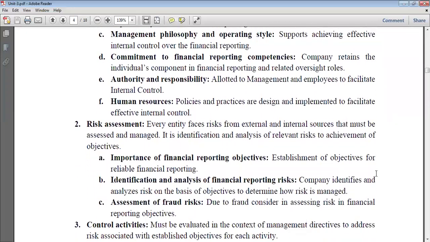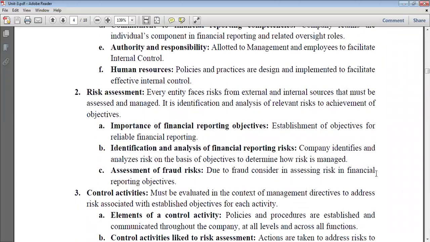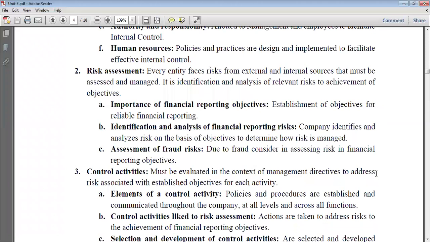The second one is risk assessment. Every entity faces risk from external and internal sources, which must be assessed and managed. It is the identification and analysis of relevant risks to the achievement of objectives. So whatever risk arises, you should identify and assess it. How are you assessing it? Through the importance of financial reporting objectives, identification and analysis of financial reporting risk, and assessment of fraud risk. The fraud risk relates to the financial reporting objective. Ultimately, there is only one single objective you have to meet, so you only have to follow that importance.